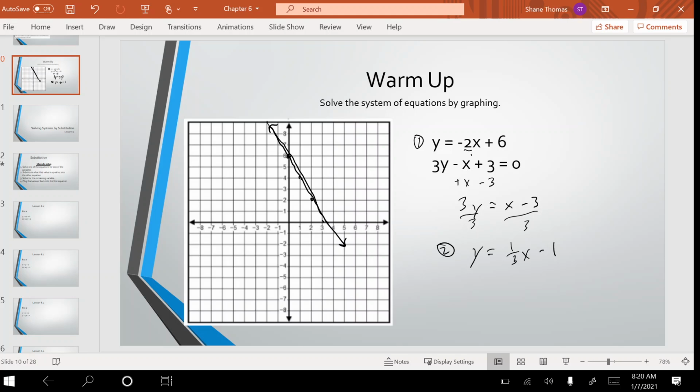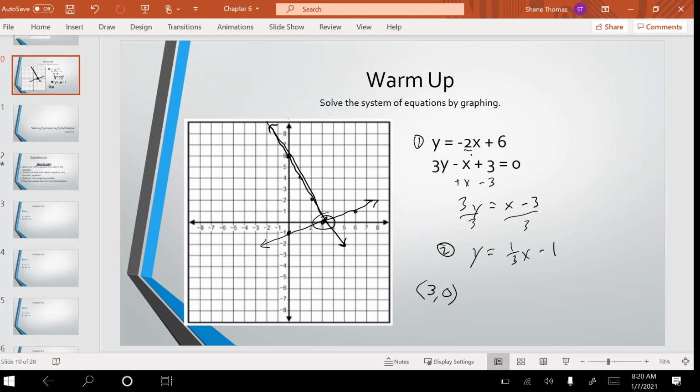All right? Second equation. Just see this point here. I have y equals 1/3 x minus 1. So I'm at negative 1. 1/3 x is my slope, so up 1 over 3, up 1 over 3. It's all the farther I have to go because they intersect. They intersect right there. Looks like the point 3, 0.